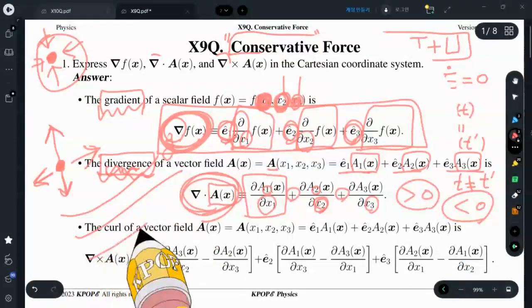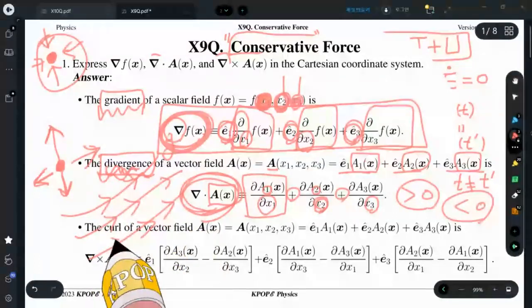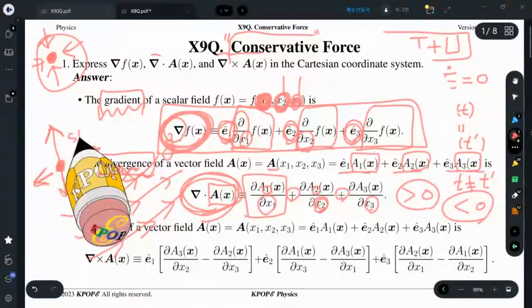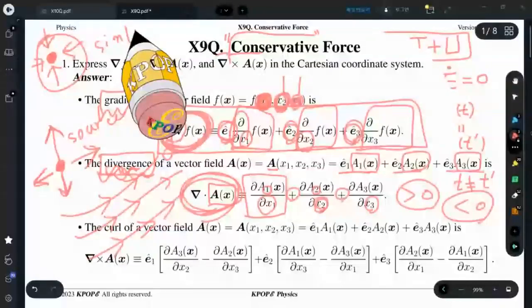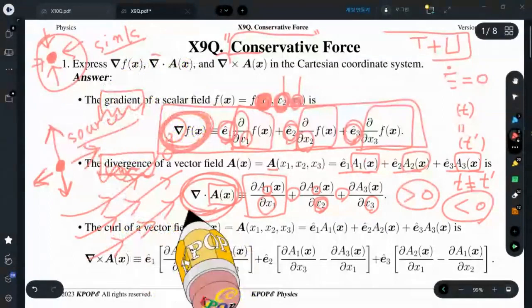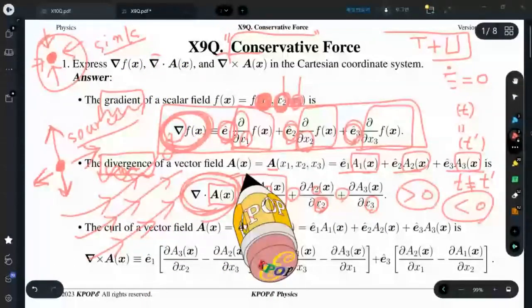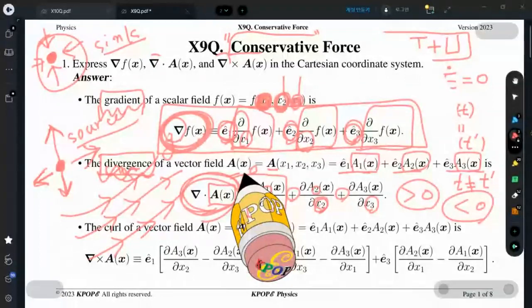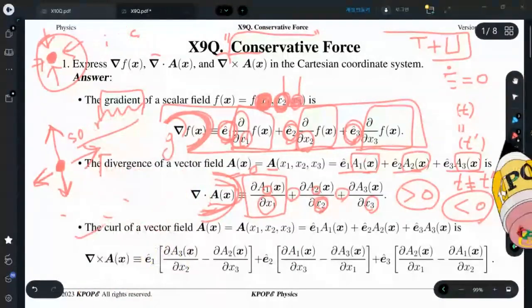If a steady flow of field exists and there is no source or sink, then divergence of A equals 0. That is the physical meaning. Next one, we consider curl.